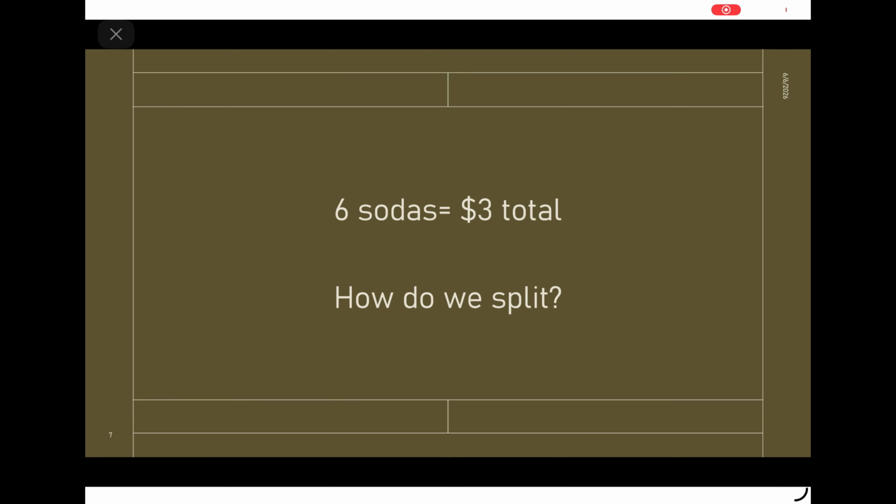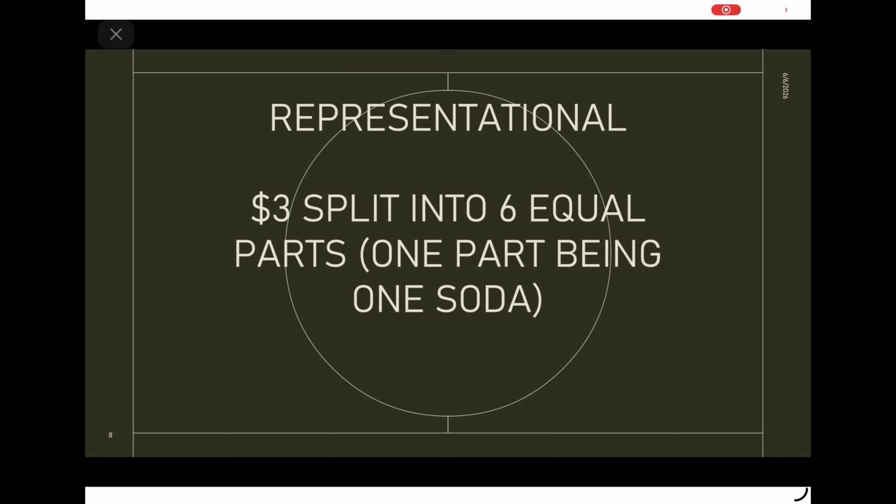I want you all to imagine 6 little soda cans like we had at our party, the Coca-Colas, on a table, and $3 on that table as well, given to all of them. So there are 6 sodas and there's $3 that we want to give equally to the 6 sodas. How do we do that? Take a minute and ask yourself, if $3 is shared equally, what does each soda get?